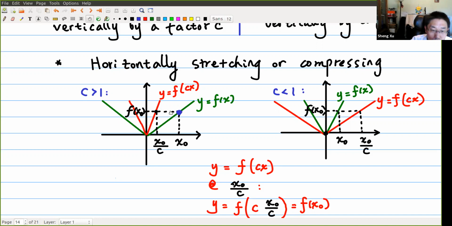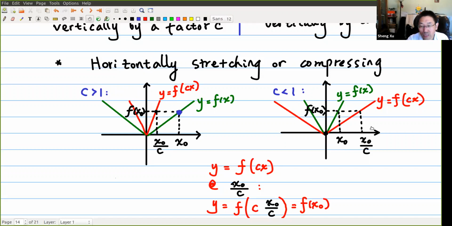So it's called a horizontal compressing. When c is greater than one, you can use a smaller x value to get the same y value. For example, if c is equal to two, and this is two, then this should be one. See, you use one and you can get the same value as at two for this green function. So that's called compressing. You compress this green curve toward the y-axis and you get this red curve. And similarly, if c is less than one, then of course it's a stretching.